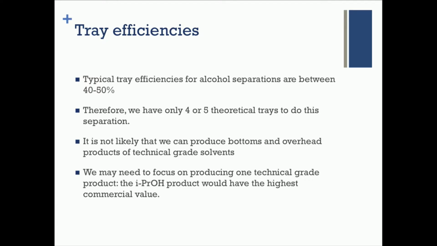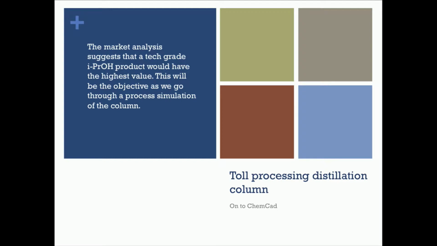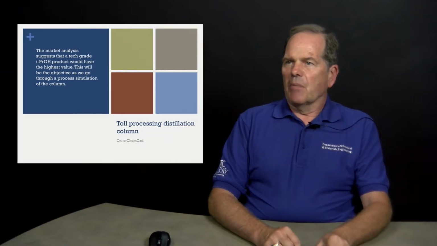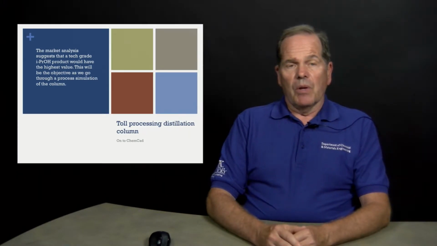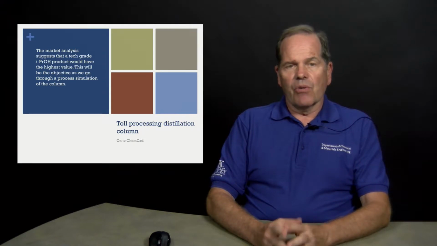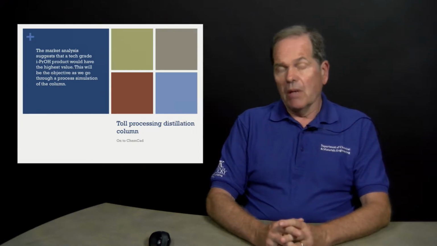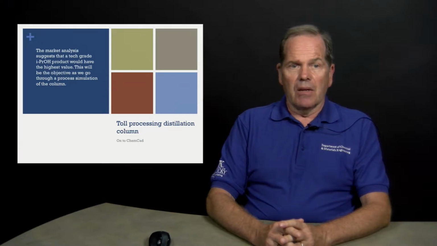So basically, this is another reason for us to try to concentrate on making a technical grade product, and specifically the one with the highest commercial value. So that's probably going to be what we want to do. We'll find out when we get to the simulator if that's in fact what has to happen. Okay, now we're ready to do a little bit of work on the light board. We have a market analysis that says we'd like to make an isopropanol product at technical grade. That will be what we try to aim for when we do the simulation, and we will do that in the next phase of this video.